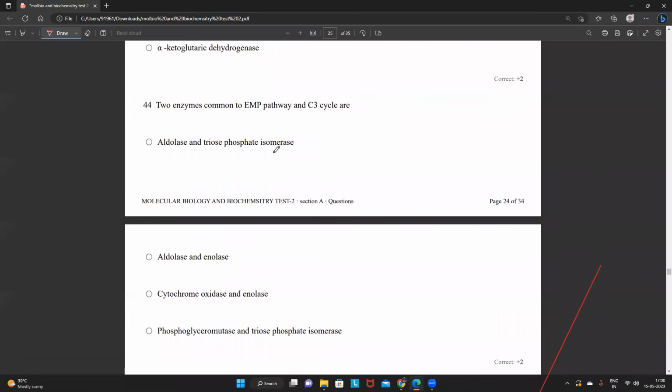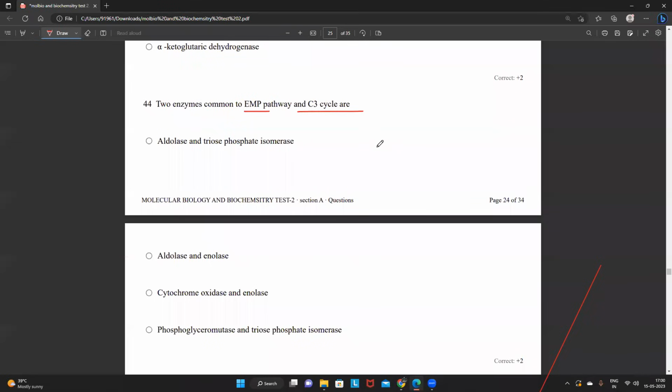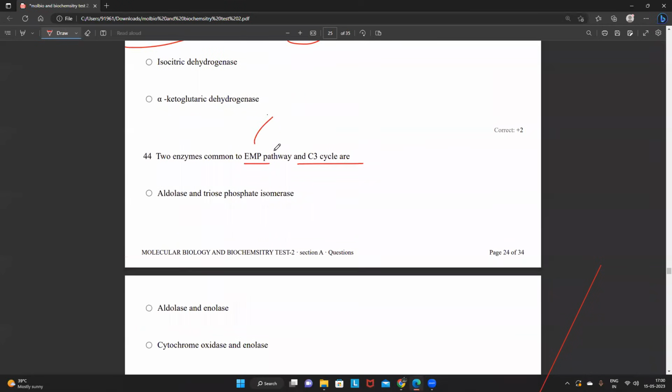Straightforward question. The enzymes common to EMP pathway and C3 cycle. Most of the students have not given the answer correctly. What is the EMP pathway? Embden, Meyerhof, and Parnas, the names of the 3 scientists who proposed glycolysis. So the EMP pathway and glycolysis are the same. And the C3 cycle. Now you tell me, what are the two enzymes involved in common? Aldolase.